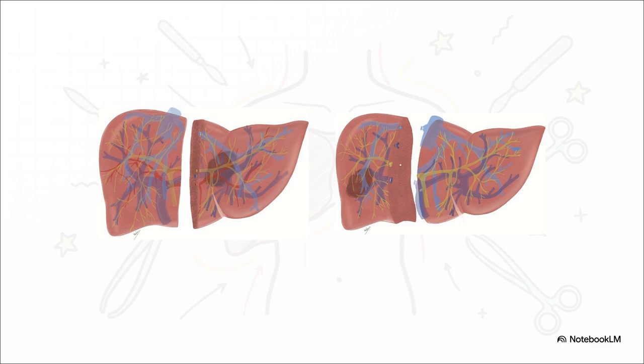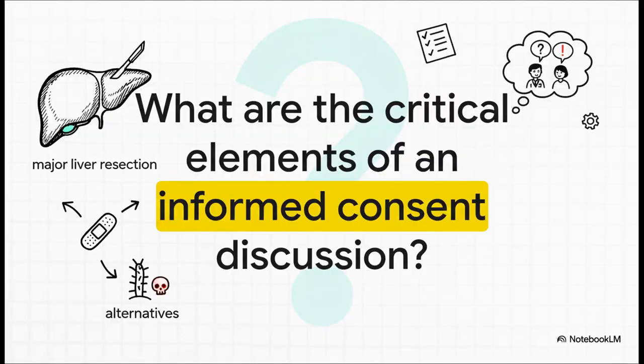On the left, a right hepatectomy. That's taking segments 5 through 8. And on the right, a left hepatectomy. For our patient, a right hepatectomy is almost certainly the way to go. This is a core skill.